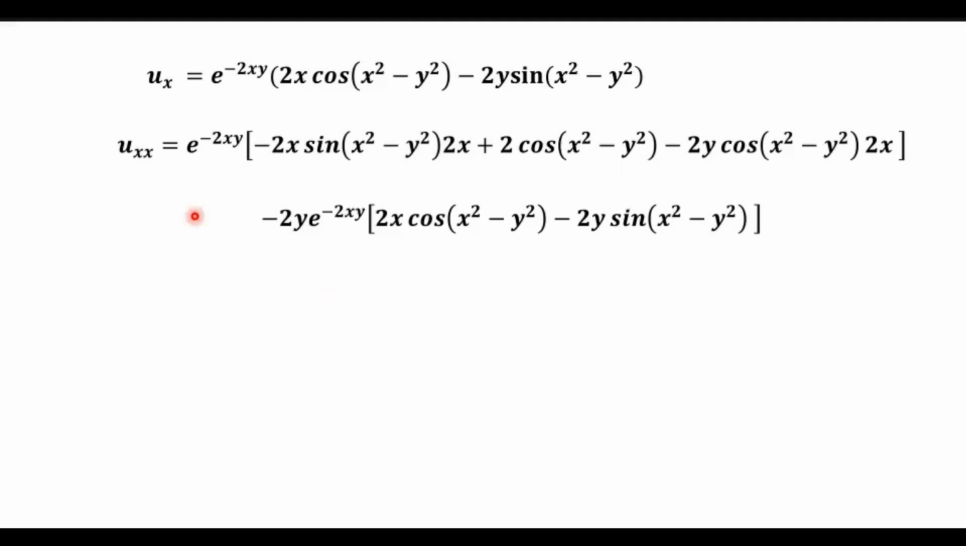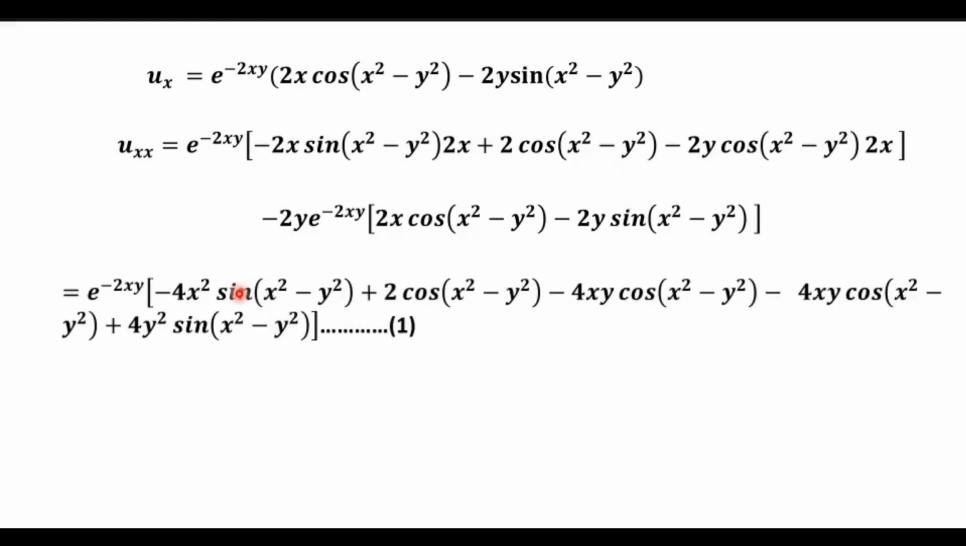Now simplifying, तो again I think everywhere I can take e raised to minus 2xy common, है ना? So if I take e raised to minus 2xy common, पहले टर्म में रहेगा minus 4x square into sin plus 2 cos, यहाँ पे भी minus 4xy cos, इसको मैंने e raised to xy बाहर ले लिया है, तो minus 2y into 2x, so minus 4xy into cos, minus into minus plus 4y square into sin. ठीक है?